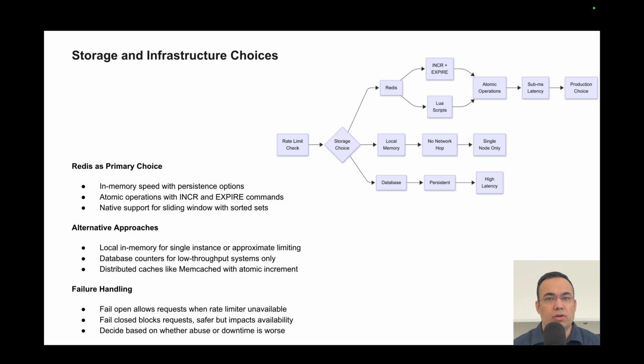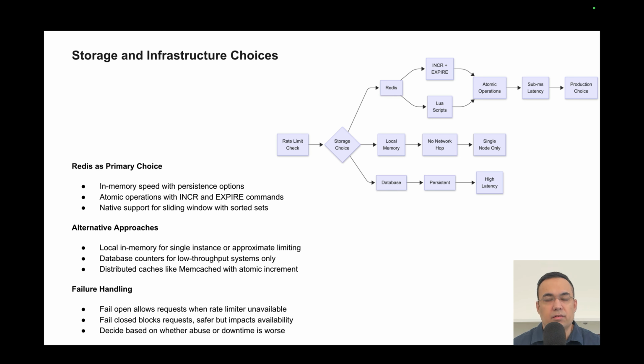We should also consider alternative approaches. Local in-memory storage works for single instance deployments or when approximate limiting is acceptable. It has zero network latency but no coordination across servers. Database counters work for low throughput systems only. They are too slow for high volume rate limiting but might be fine for daily quotas. Distributed caches like Memcached for atomic increment are also another option, though Redis is generally preferred for rate limiting because of its richer data structures.